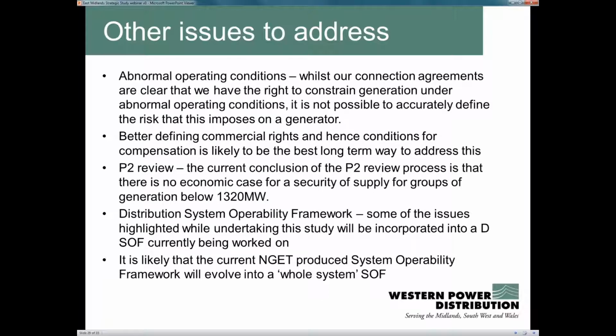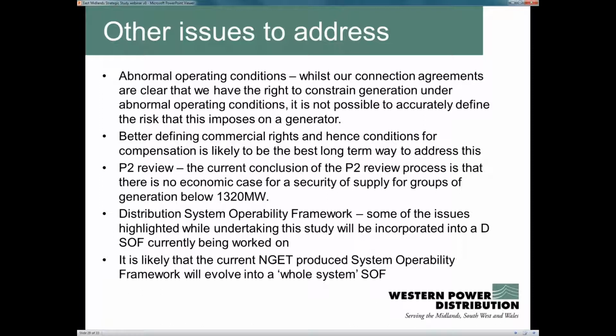So there are a few other issues that we have identified within this work. We realise that we need to be a bit clearer to customers when we place caveats in connection agreements about abnormal running arrangements. So we're working to make sure that we can more readily understand those, and where they can be easily identified, we put them into our connection agreements.